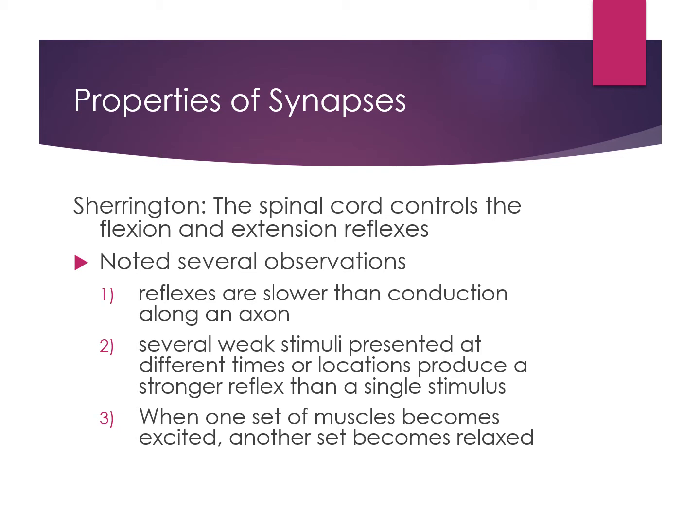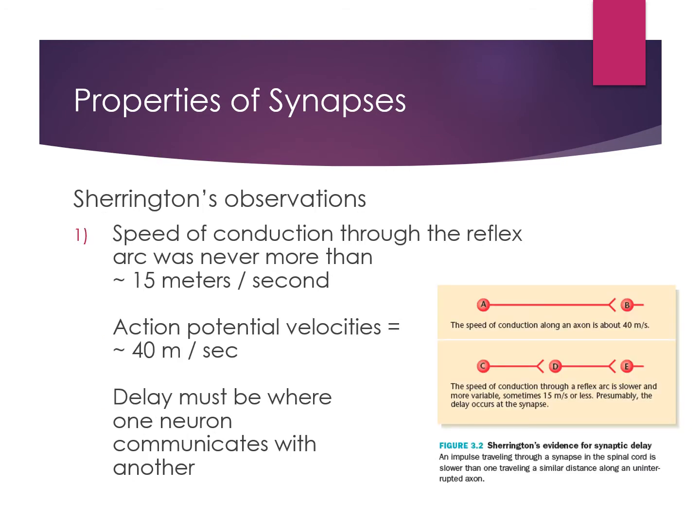Second, that he could use several weaker stimuli and present them at different times and different locations, and then he would see a stronger reflex than if he just used a single stimulus. And finally, when one set of muscles becomes excited, another set of muscles becomes relaxed. So I'm going to walk you through each of those observations with a little bit more detail.